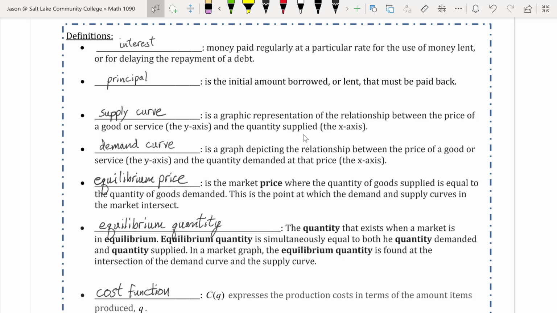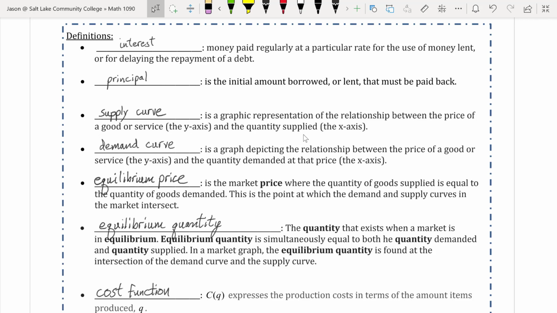The supply curve is a graphic representation of the relationship between the price of a good or service on the y-axis and the quantity supplied on the x-axis. A demand curve is a graph depicting the relationship between the price of a good or service on the y-axis and the quantity demanded at that price, the x-axis. So that's the demand curve.